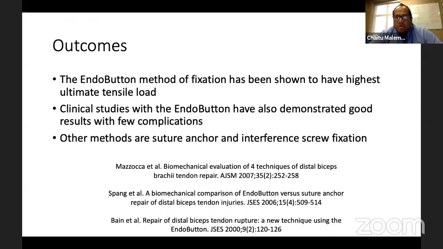Regarding tensile load strength and complications in clinical studies, Mazzocca and his group with Romeo evaluated 4 different techniques of distal biceps tendon repair, published in AJSM, and they found the endo button to have the highest load to failure. And there's a couple other articles that have echoed those results.